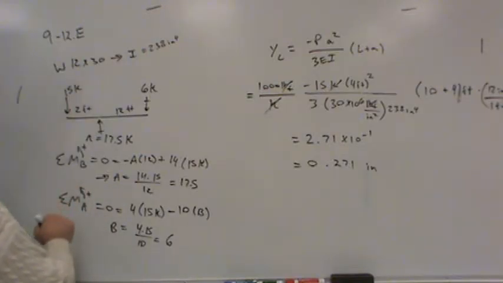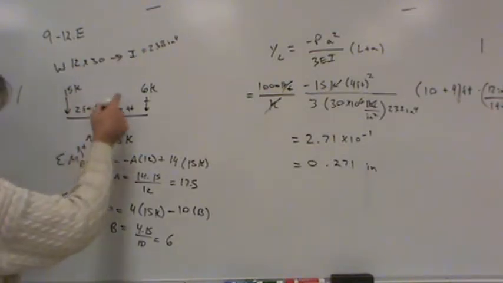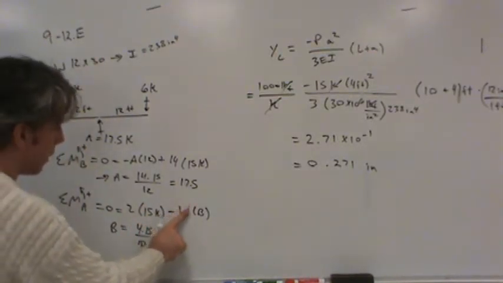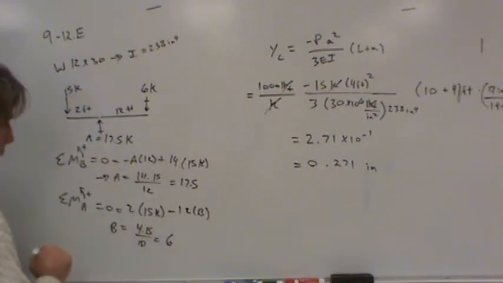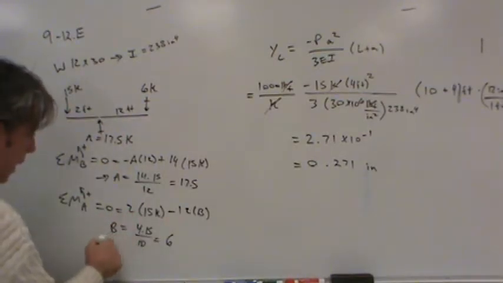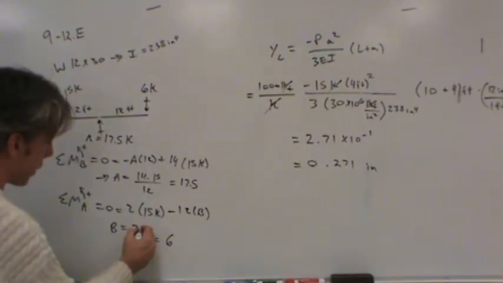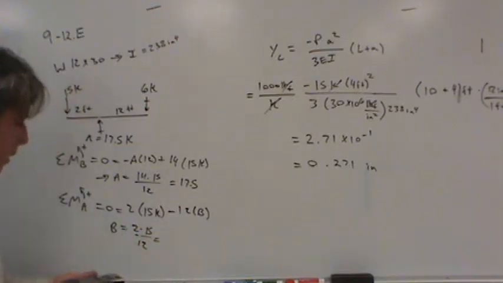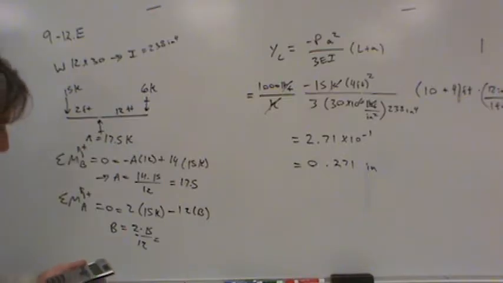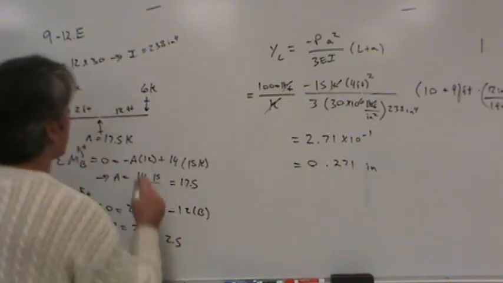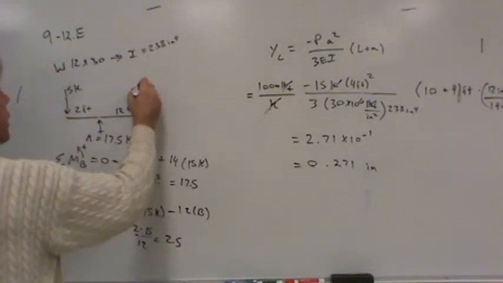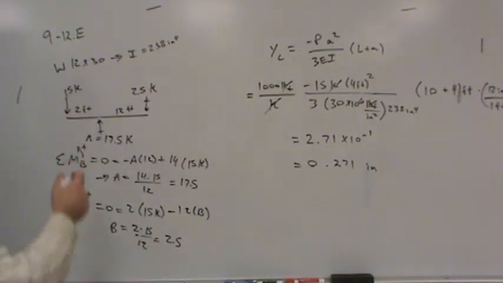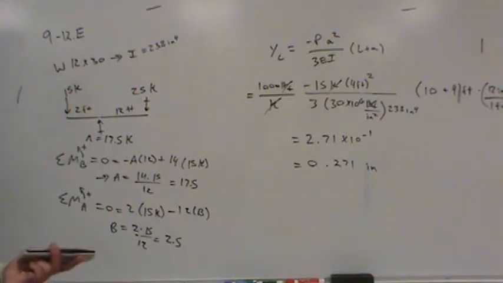17.5, okay. Let's see, and summing moments about A, well then we'd have 2 feet over to the 15K load, we'd have 12 feet to the reaction at B, and so what we should have here is 2 times 15 over 12. So what do we get there? 30 over 12 is 2.5. So now we have 2.5K up here. And oh, I've already changed it, 17.5K. Does that work? Yeah, that sums to zero, so that's okay.